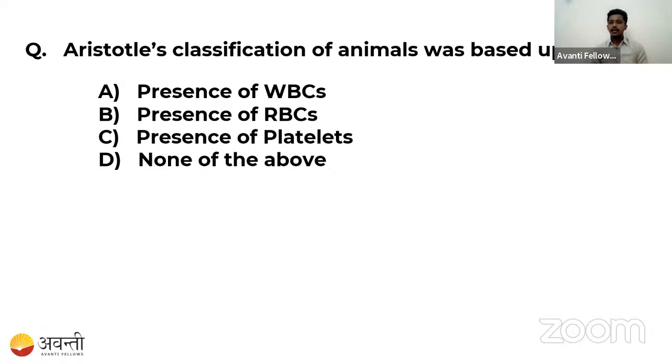Next came the five kingdom classification system. R.H. Whittaker did an excellent job in giving a very foundational way of classifying, where we had Monera, Protista, Fungi, Plantae, and Animalia. Coming to the six kingdom, we divided Monera again into two domains, that is Archaea and Eubacteria, and then we had Protista, Fungi, Plantae, and Animalia.